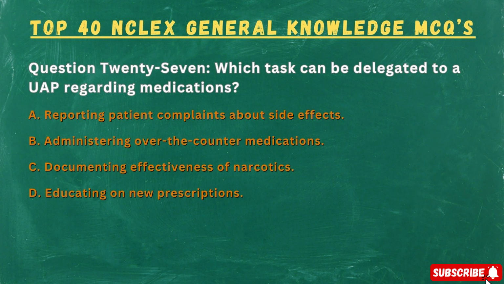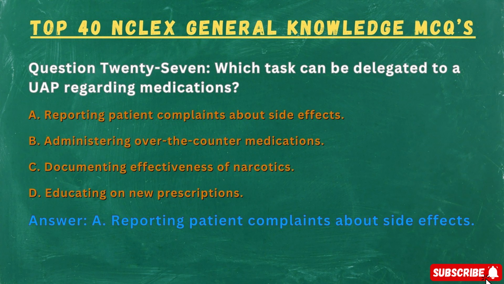Question 27. Which task can be delegated to a UAP regarding medications? A. Reporting patient complaints about side effects. B. Administering over-the-counter medications. C. Documenting effectiveness of narcotics. D. Educating on new prescriptions. Answer: A. Reporting patient complaints about side effects.